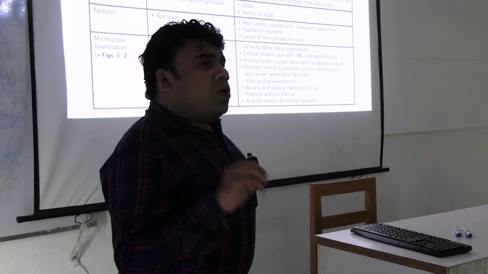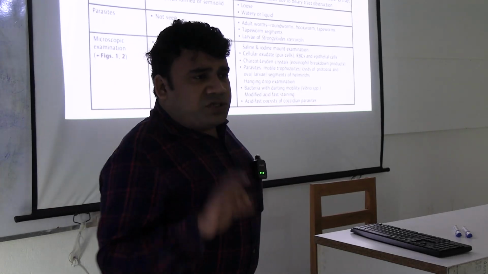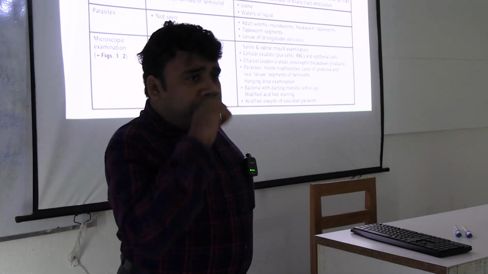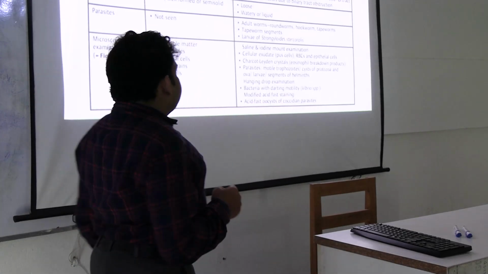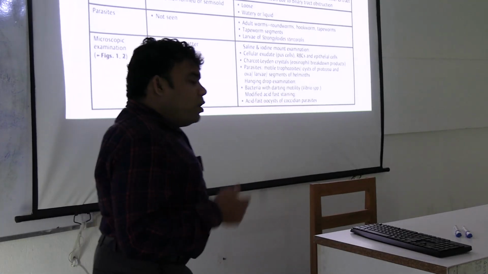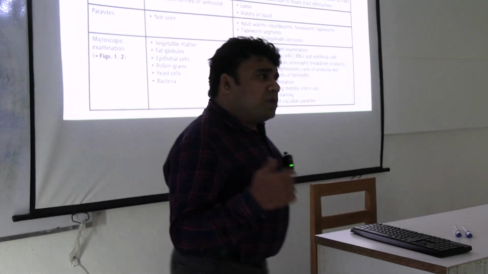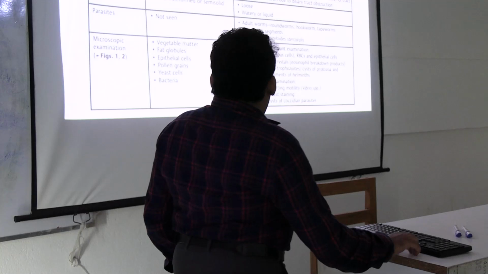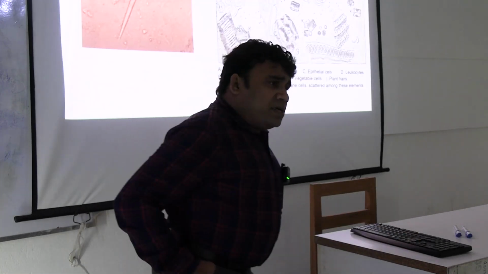Then we have to assess whether the stool has any blood streaks or not, or whether it's overtly bloody diarrhea, or whether mucus is present or not. Next, we have to look for any kind of parasites which can be seen macroscopically, like in the last class I have already told you. Then we come to the microscopic examination.